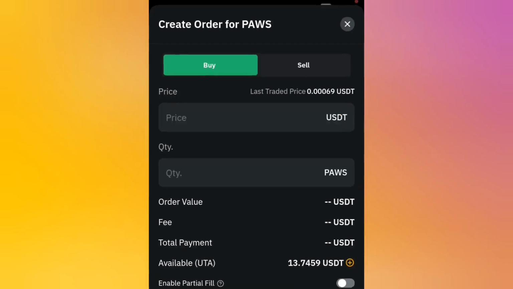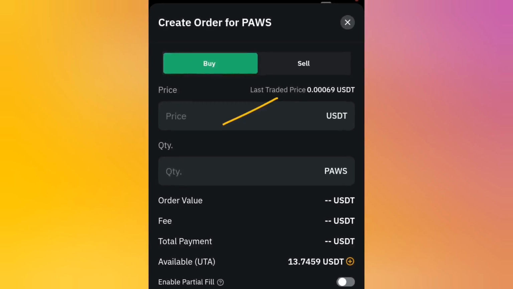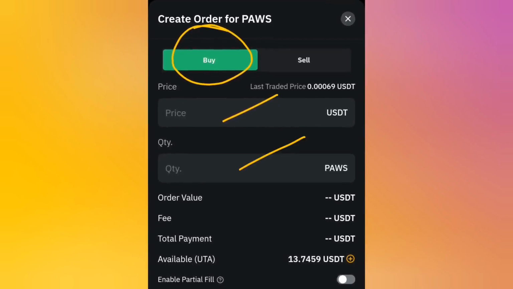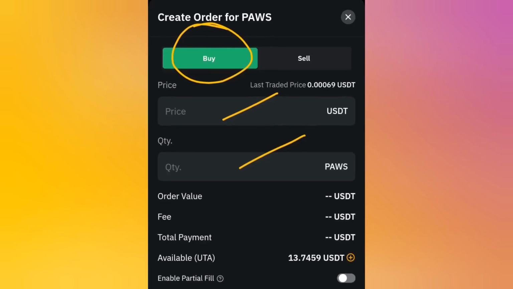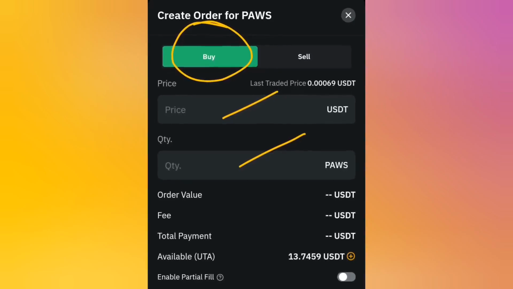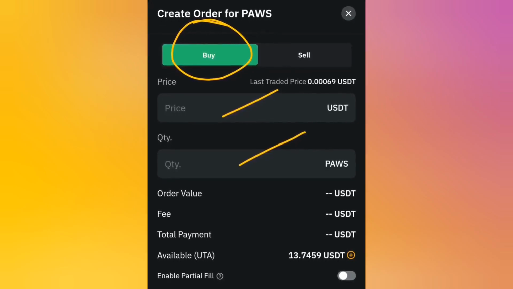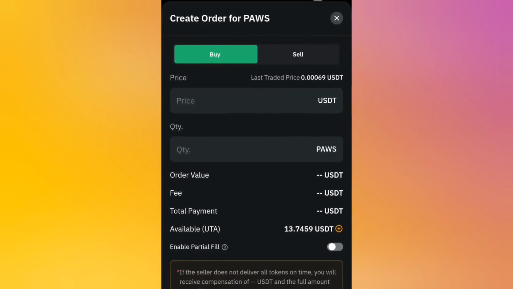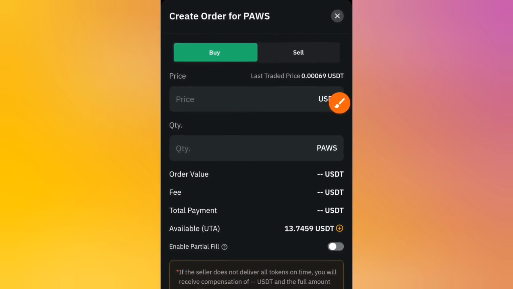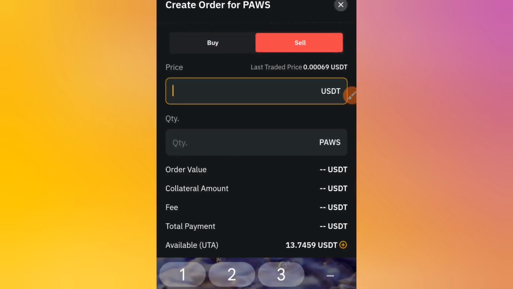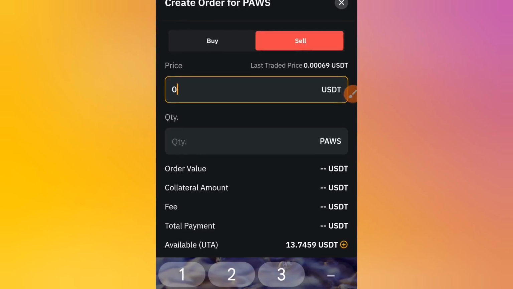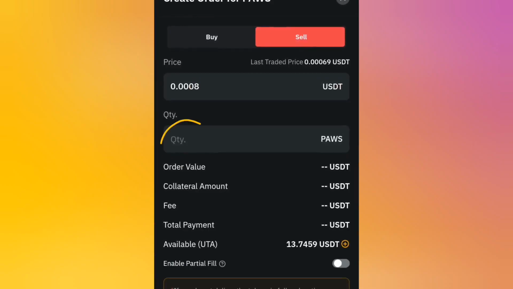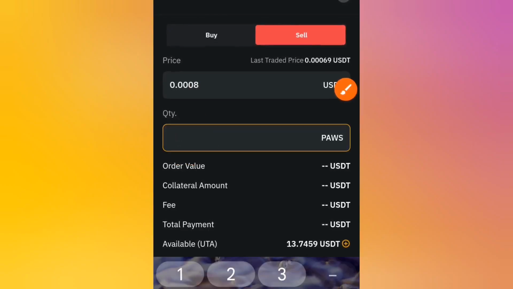Once you click on create order right now, you can fix in the price you want to buy. Because we're in the buy tab, you're fixing the price you want to buy and the quantity, and if anyone agrees to sell at this rate, you will get the token, or if they don't, you get the collateral. You get double of your money. If you don't like what they're selling on the market either, you can switch to the sell tab right here by clicking on this sell and fixing the price you are satisfied with. You can come over here and type in 3 zeros and 8 and fix in the quantity right here. Let's fix in 15,000 paws.